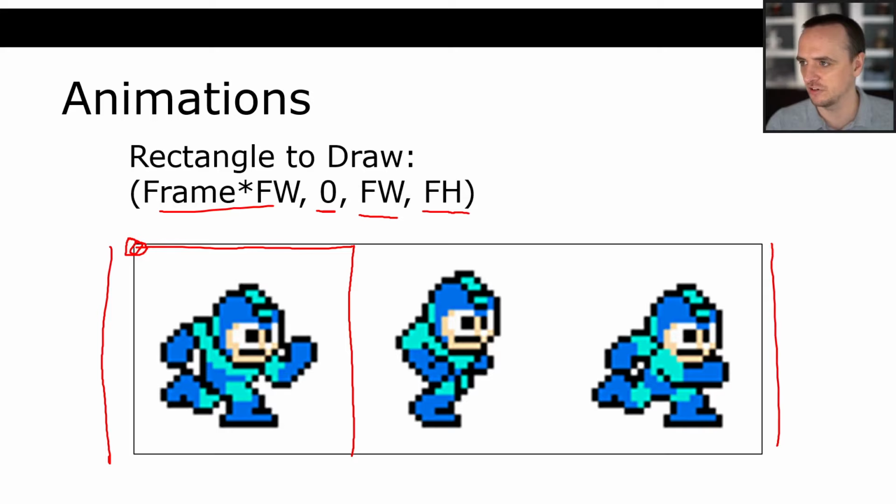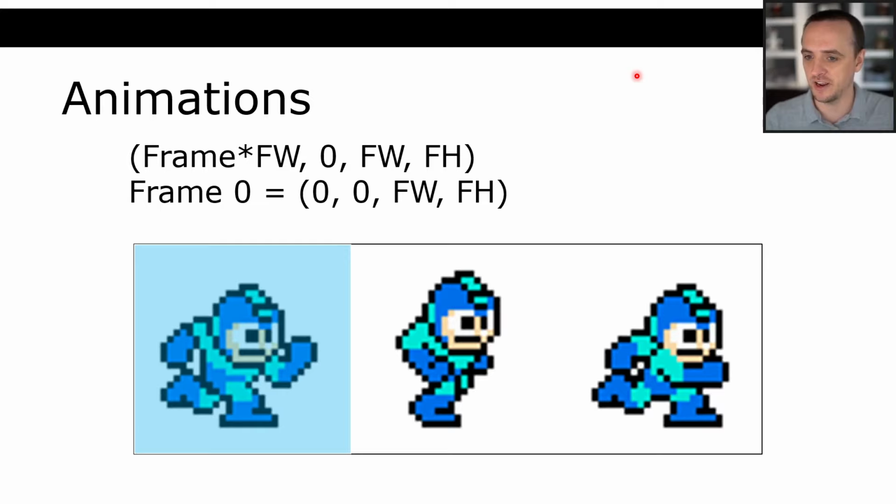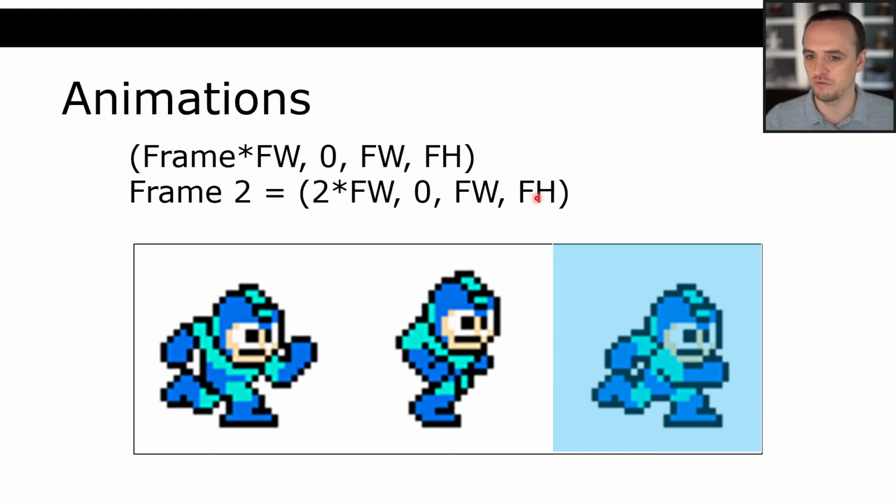So if this is our formula for the first frame of animation, here's the subrectangle of that texture that we want to draw. It starts at 0, 0. It has width, frame width, and height, frame height. The second frame of animation, the X coordinate is now going to be at the frame width. So 1 times frame width, 0 in the Y, frame width, frame height. Frame 2 is going to be 2 times frame width for the X, 0, frame width, frame height, etc. So however many frames of animation you have, you take the current frame, like frame 1, frame 2, frame 3, then you multiply it by the frame width, and all of this stuff stays the same. So it couldn't be easier than that, specifying an animation.